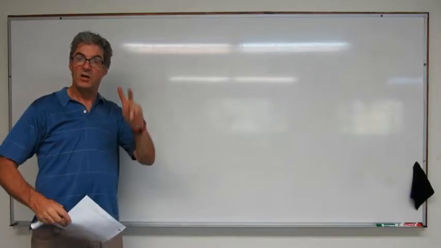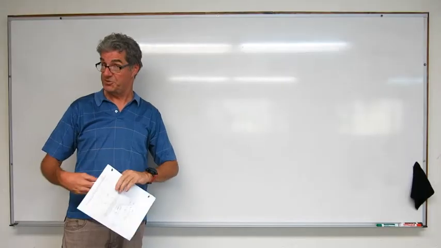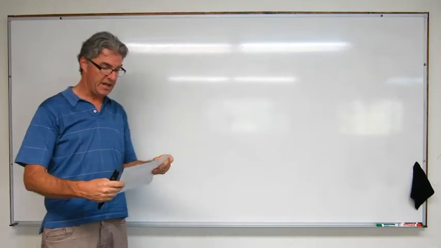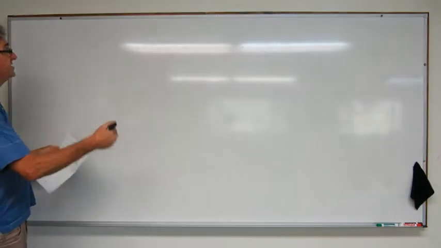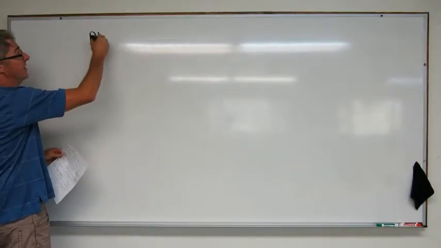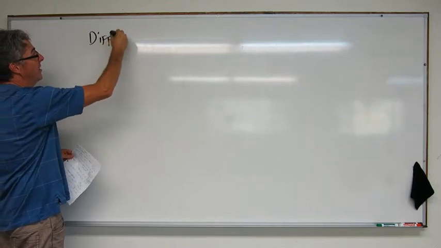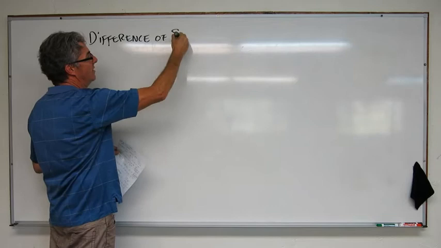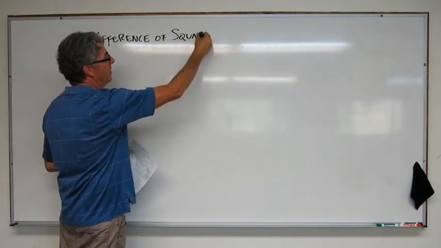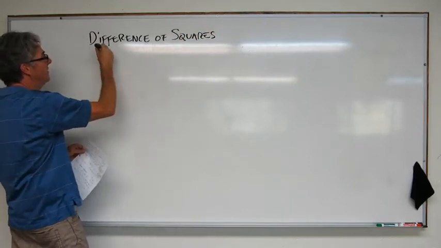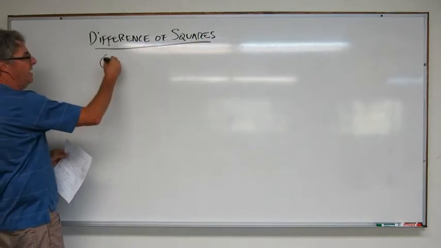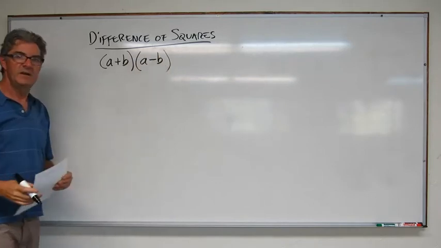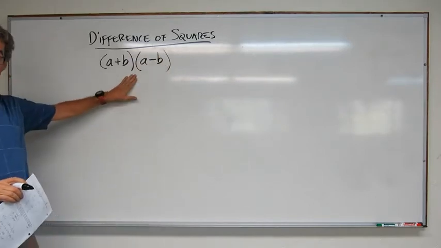Bam! Okay, 2 more rules, or 2 more procedures, processes, ways to expand. These are more complicated. Let's do the difference of squares: a plus b times a minus b. Okay? So let's just FOIL this and see what we get.